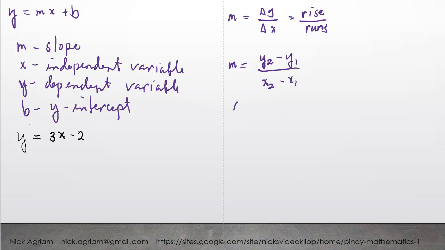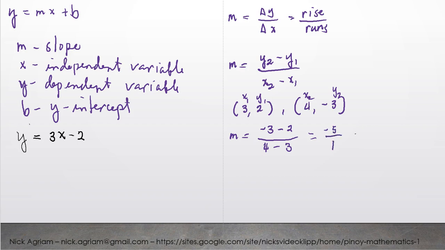So for example, I have the points (3, 2) and (4, negative 3). My slope now, we can label these x sub 1, y sub 1, x sub 2, y sub 2. Then we have y sub 2 first: negative 3 minus 2, divided by the x's, 4 minus 3. Then we have negative 5 divided by 1, so negative 5. That means it is decreasing.